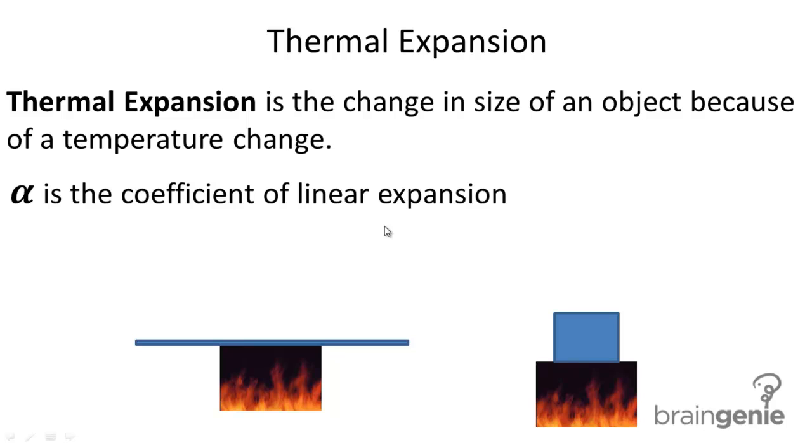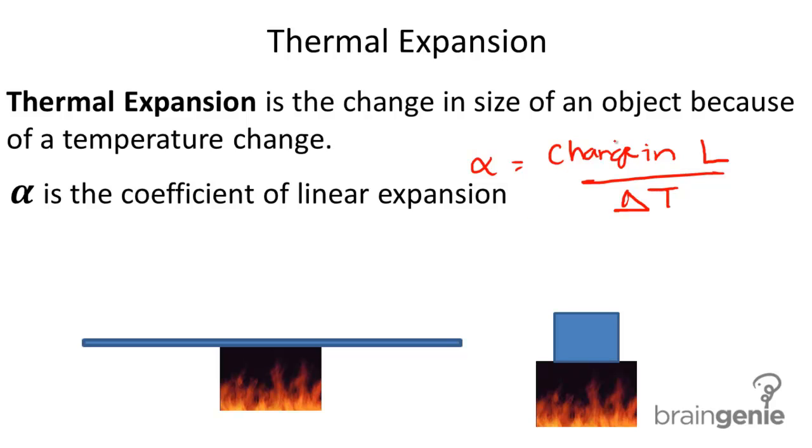So linear expansion, if you can see from the animation here, we have a rod or an object of certain length. Once we apply heat to that object, it changes in length, so it expands in length. Now alpha is what we call the coefficient of linear expansion. So alpha would be the change in length divided by the change in temperature. So it's the rate of change of length over a certain change in temperature.